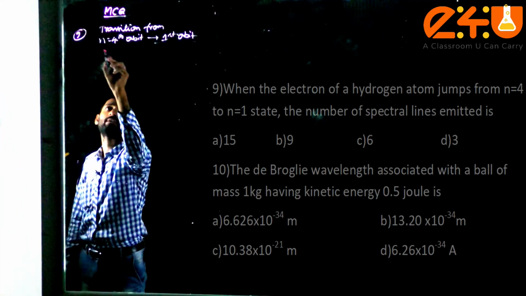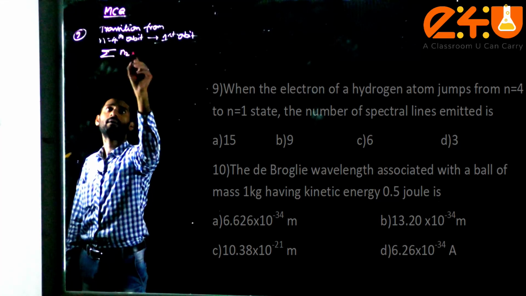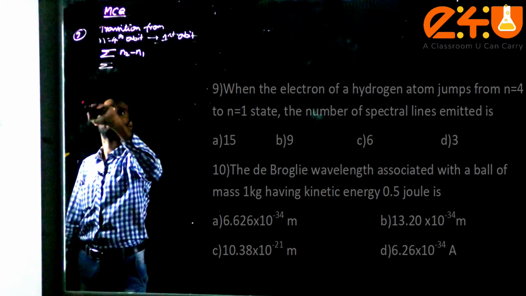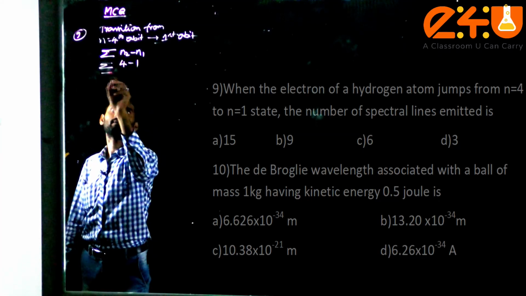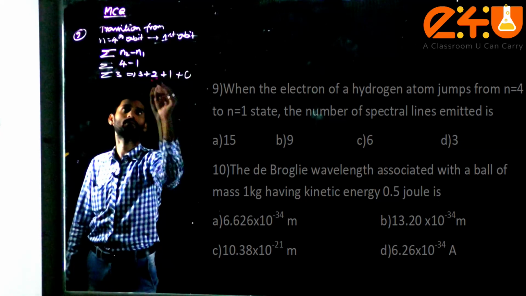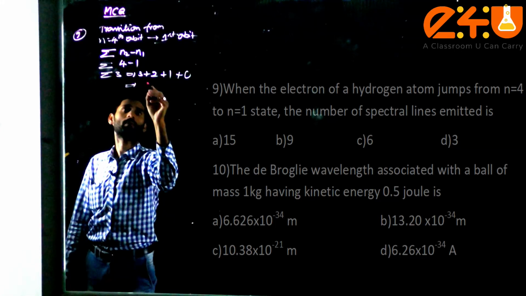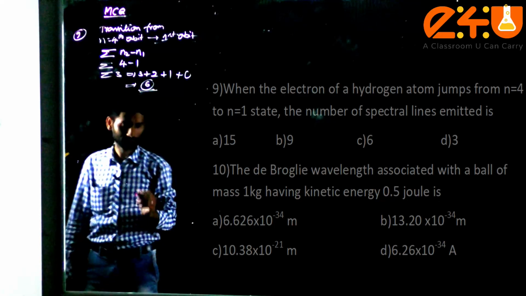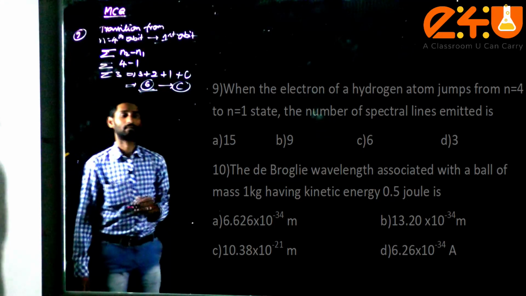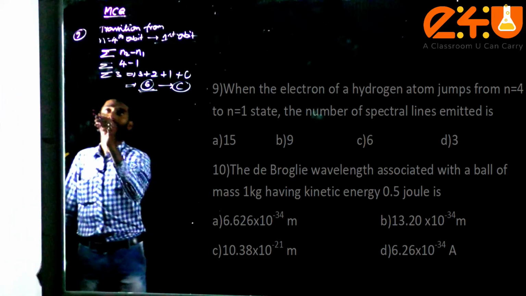How to calculate the number of spectral lines? Just use one simple formula, sigma (n2 minus n1). Here n2 is the higher energy state, 4 minus 1, that implies sigma 3, that is equal to 3 plus 2 plus 1 plus 0, that is 6. What is the option here? Option C, the number of spectral lines formed is equal to 6.